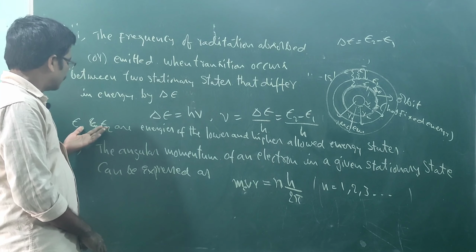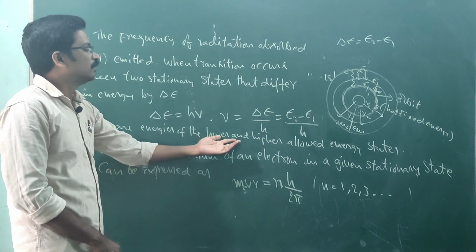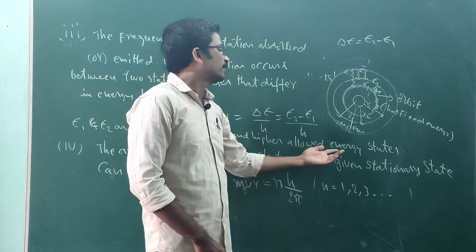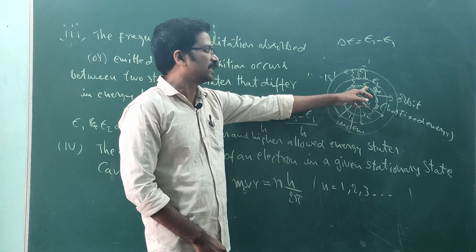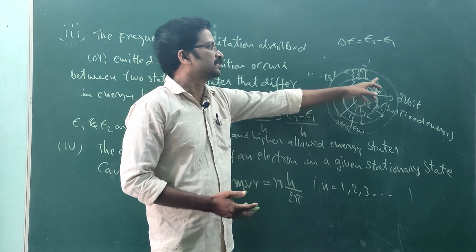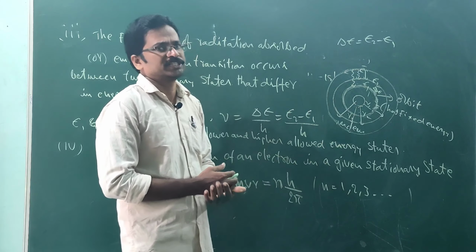Next, E1 and E2 are the energies of the lower and higher allowed energy states. This is the lower energy, and this one is the higher energy of the allowed states.